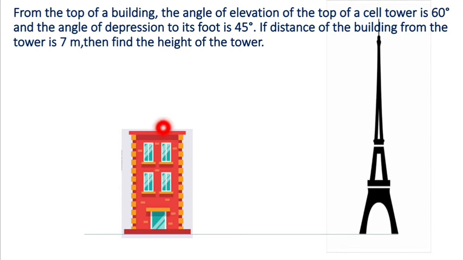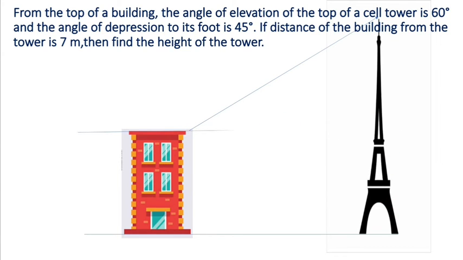Now from the top of the building we are observing the top of the cell tower. So we get the line of sight like this. From the top of the building we are observing the top of the cell tower, and here we are getting the angle of elevation 60 degrees. To represent the angle of elevation, we need a horizontal line which is parallel to the earth. So we can assume like this.